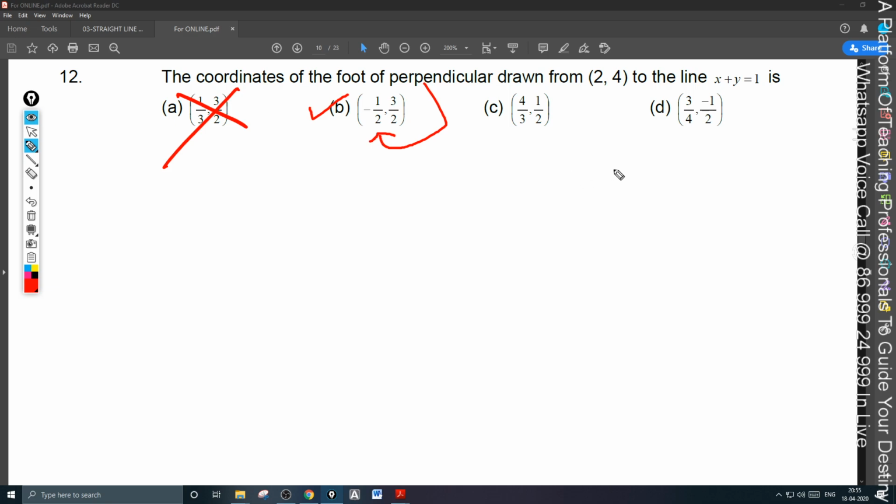But I don't think the questions will be given this easy. So, if only one option like this satisfies the line equation, that will be the answer, which is the foot. Next one.